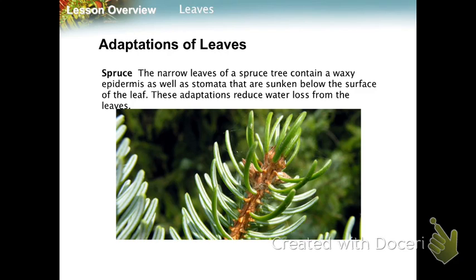Spruce trees and other conifers, cone-bearing trees, have narrow leaves. They have a waxy epidermis and stomata that are sunken below the surface of the leaf. All of these reduce water loss from the leaves.